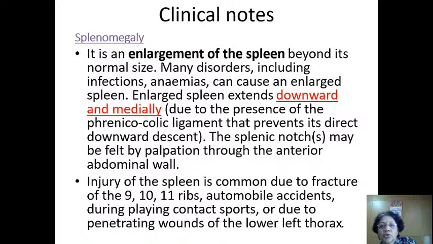Injury to the spleen is common, especially if there's going to be breakage of the lower left ribs, such as in automobile accidents or in sports, or if there's a penetrating wound with a knife or any other object. Even in blunt injury to the left side upper abdominal wall, even if there is no outside appearance of a break, and even if there is no clinical picture of a fracture, the spleen may have got bluntly damaged.